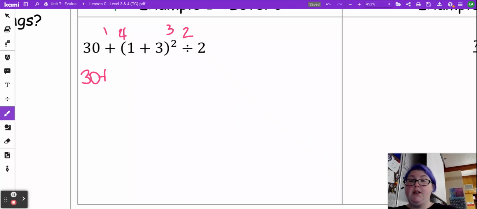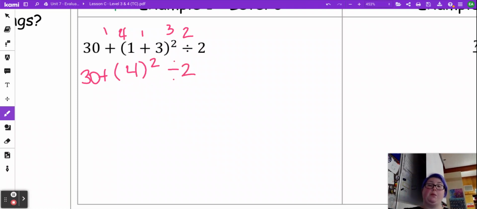So the first thing we are going to do is copy 30 plus 1 because we need to do our addition inside the bracket. I forgot to label that's a level 1. So we are going to do 4 squared and then divided by 2. Yes, I know some of you probably could do the 4 squared after you did the addition, but I want you to show your work step by step.